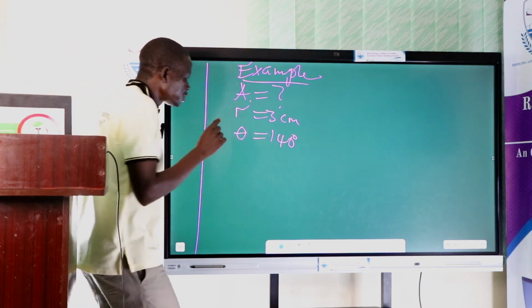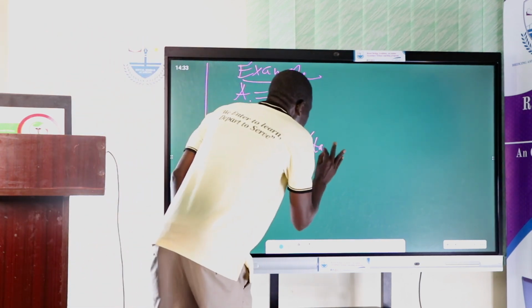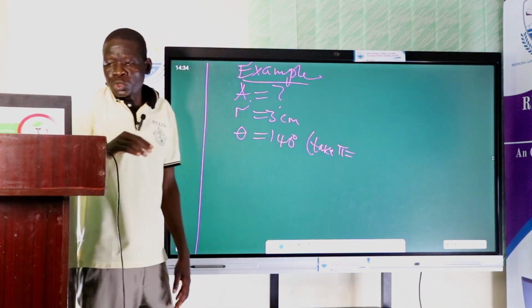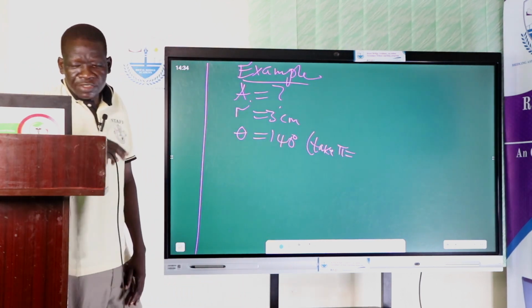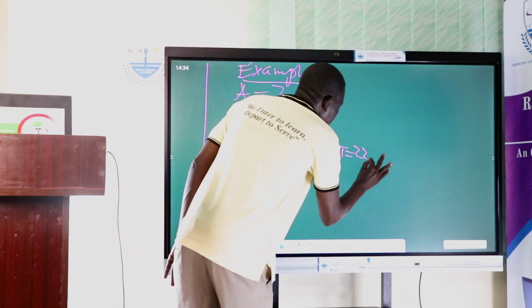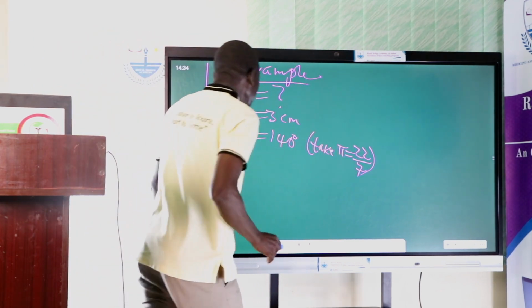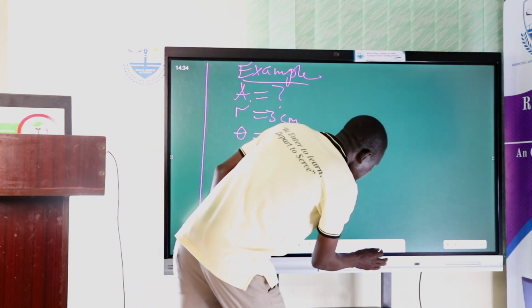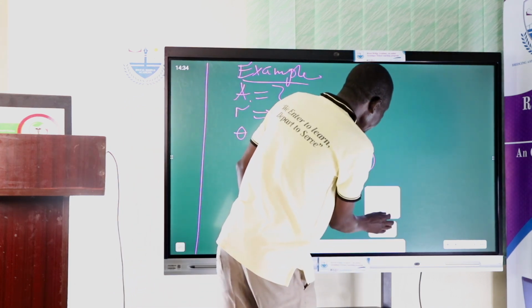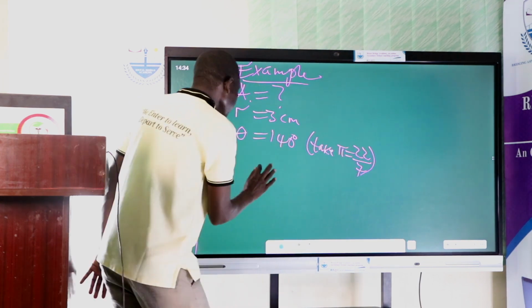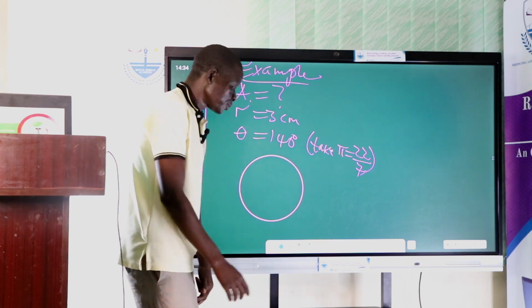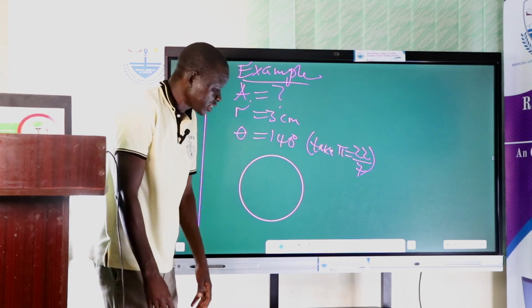Take pi, they want us to take pi to be equal to 22 over 7. So in this case, if this is the circle, assuming this is our circle, we are going to indicate the sector.